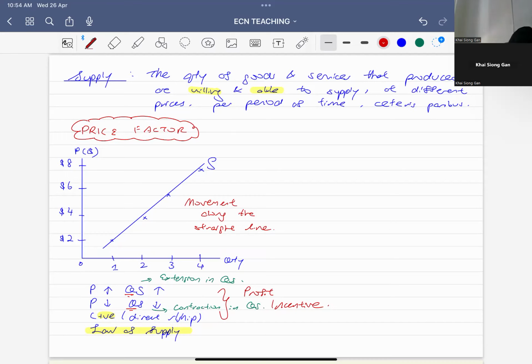Okay, so on the other hand, we have non-price factors. Again, when I say non-price factors, it means determinants of the shift in the supply curve.